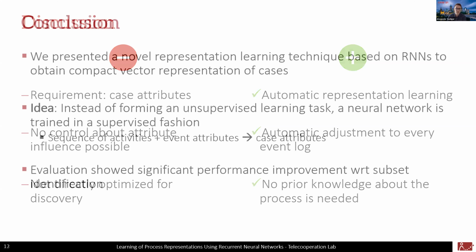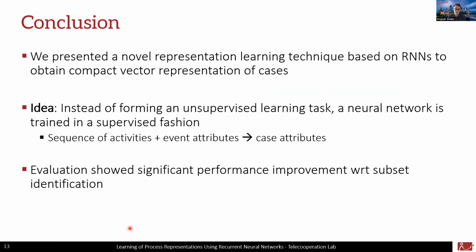So to conclude my talk, I've presented a novel representation learning technique based on a recurrent neural network, and it obtains a compact vector representation of the cases. The idea was, instead of performing an unsupervised learning task, we trained a neural network in a supervised fashion by including the sequence of activities plus its attributes and predicting the case attributes.